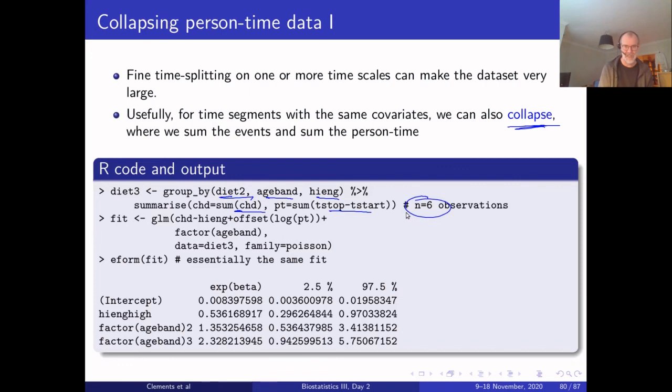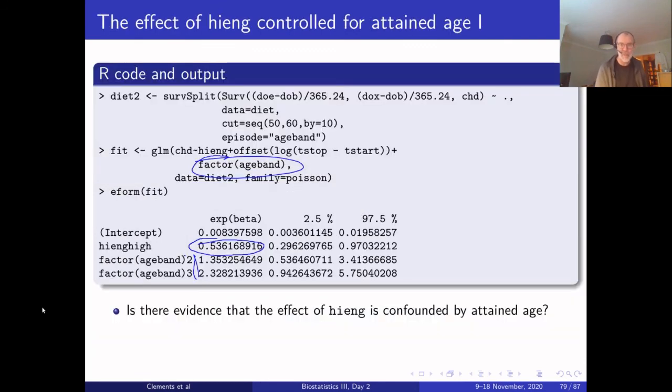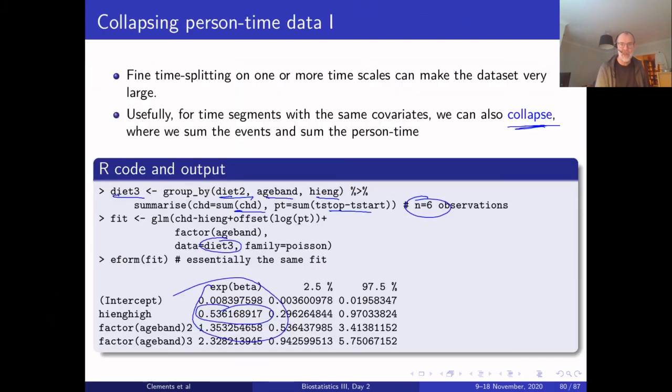That's it. And then from the 3 data, we can model this, and then what we find is we get identical estimates here to what we had previously. So we've collapsed by the events and the person time for the variables included, and we get the same fit.